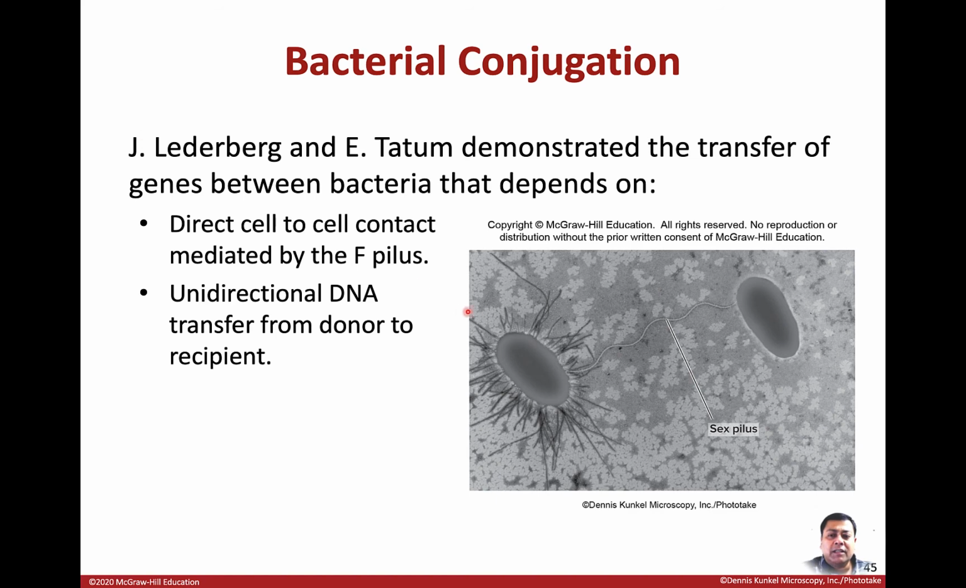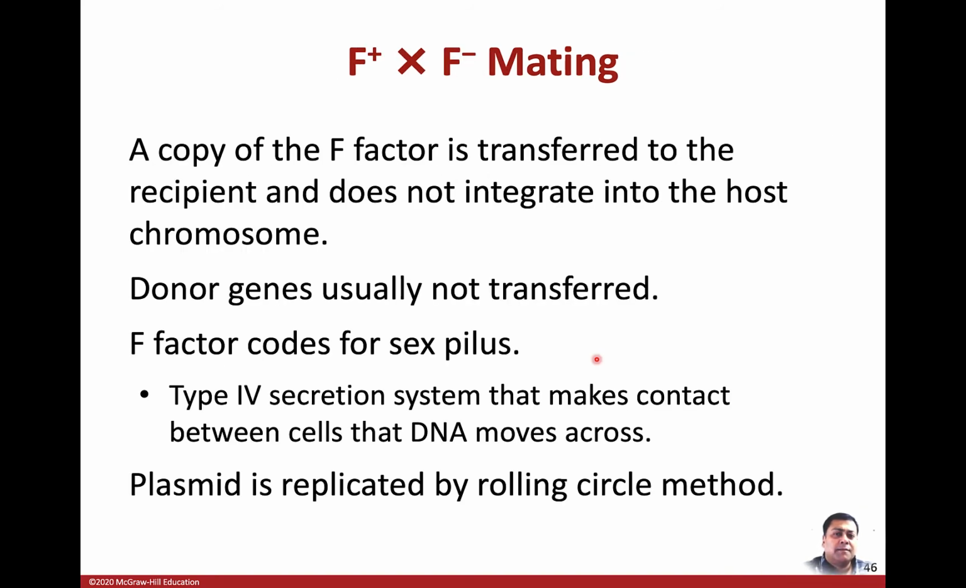First, they form a sex pilus, and this is a connection between a donor and a recipient cell. And the sex pilus will now shrink, bringing them close together. And we are going to see that process. So we will come to that picture in a second. So let's take a look at how this fertility factor or F plus and F minus mating happens.